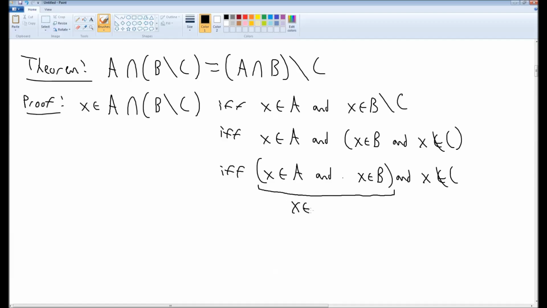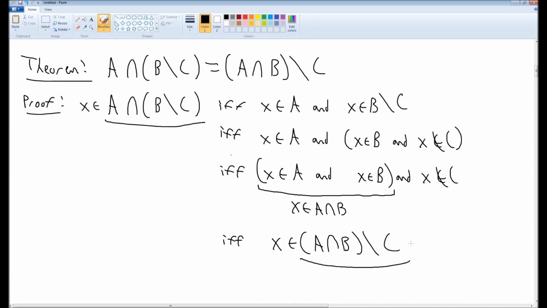Well, that's the same as just saying X is in the intersection. But now saying X is in the intersection and X is not in C is the same as saying X is in the difference of the intersection with C. So these two sets right here have to have the same elements, and so therefore they must be equal.